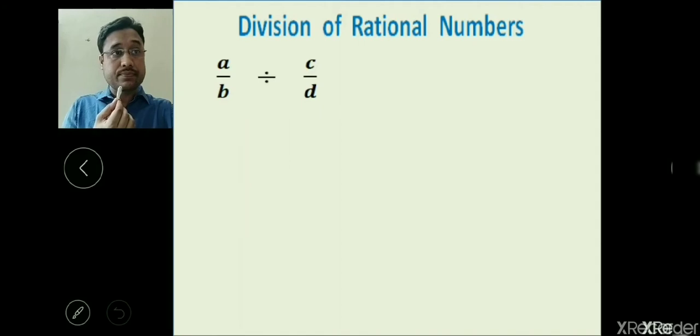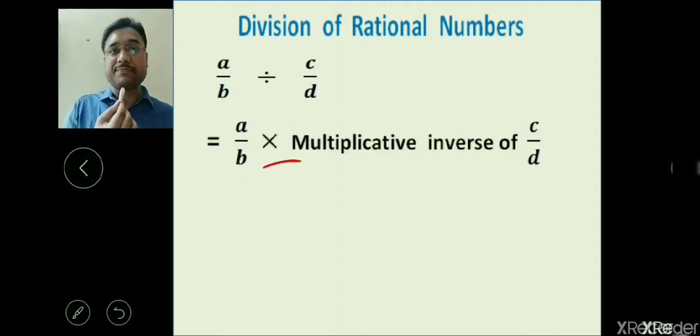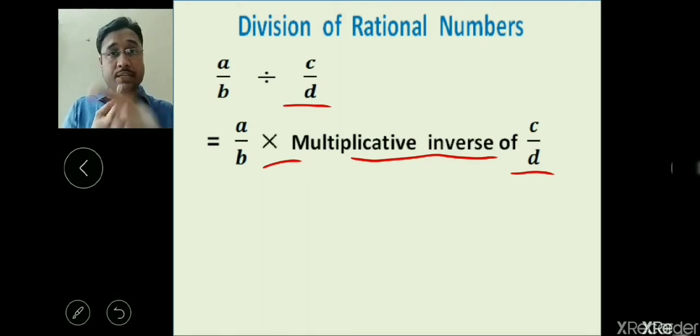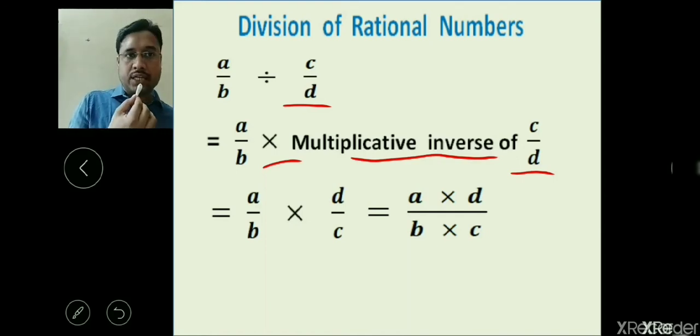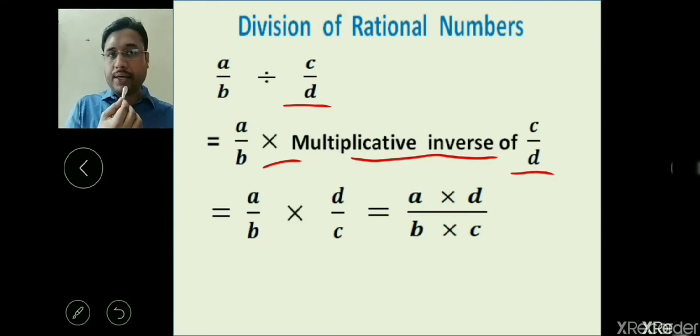So you will write like this: a by b into, when you write multiply in place of divide, you take the multiplicative inverse of the second rational number, that is the divisor. The multiplicative inverse of c by d is d by c. So you will get a by b into d by c. Now it is a question of multiplication, because the division work is over. So this will be a into d by b into c: numerators a and d multiply, and denominators b and c multiply.